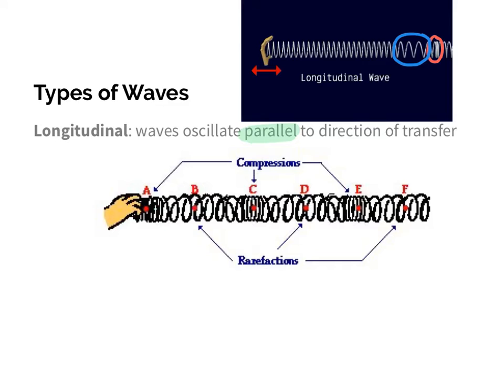And then rarefactions. I just like to say rare and then factions, rarefactions. But that is where the spring or whatever medium is going to be more spread out. And you'll notice here the coils are a little bit more spread out. So it's kind of like the crest and the trough, but because we're moving forward, we get these points of compressions and rarefactions. Sometimes longitudinal waves are also called compression waves, if you've ever heard that term used before. So longitudinal and transverse waves are two types of waves we're going to look at.